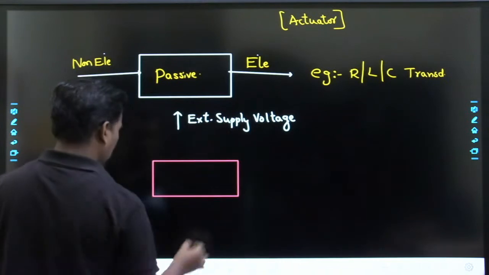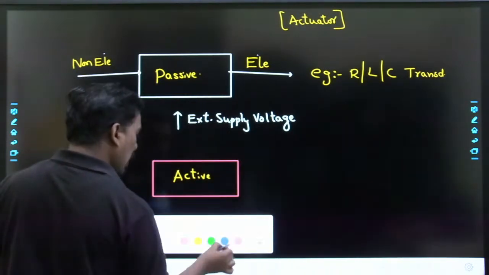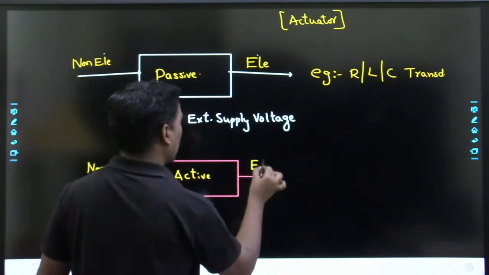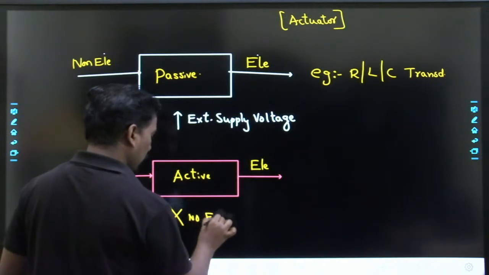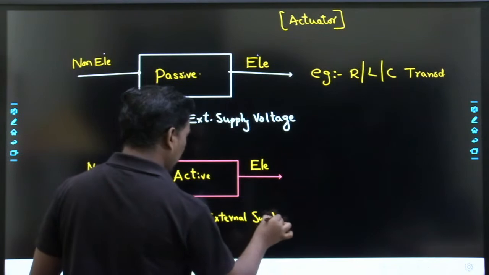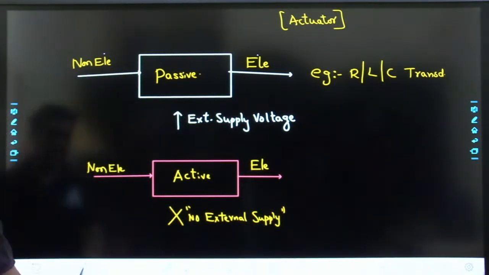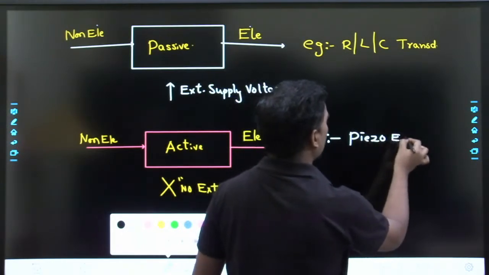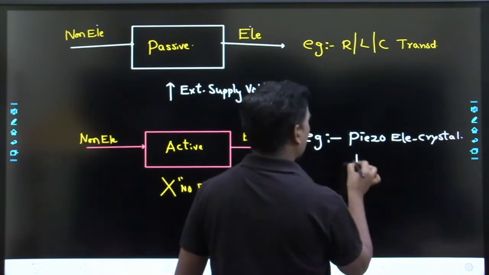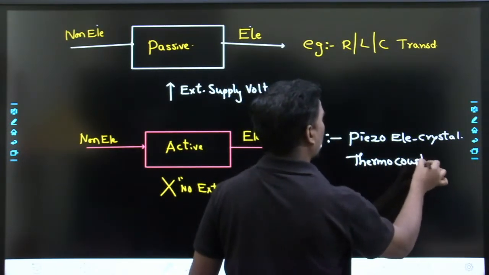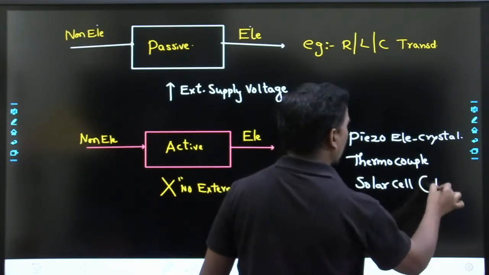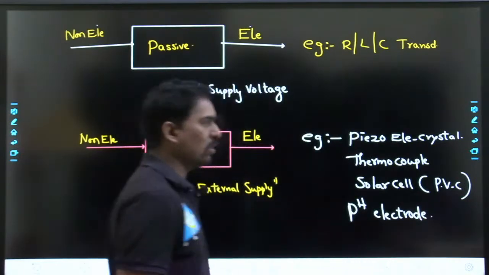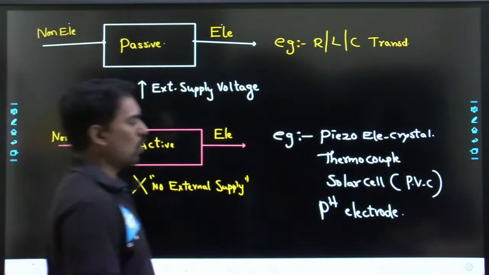So what is an active transducer? For an active transducer, in the process of conversion of non-electrical to electrical, there is no external supply voltage. Then it is called an active transducer. Examples of active transducers are piezoelectric crystal, thermocouple, solar cell, which is also called photovoltaic cell, and pH electrode. So these are all a list of active transducers.